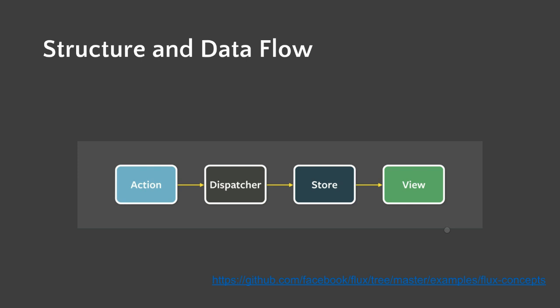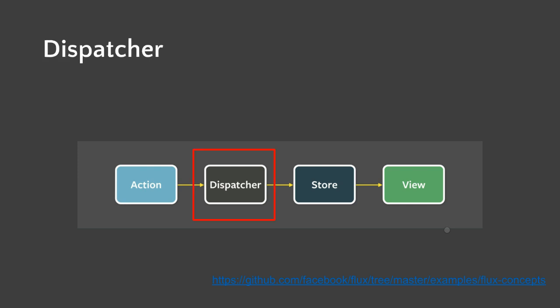Now we are going to examine in detail every structure in Flux: action, dispatcher, store, and view. But this is the data flow: the action, dispatcher, store, and view.